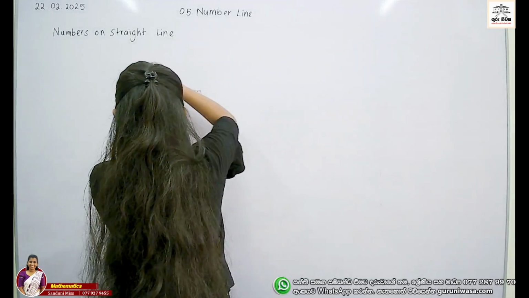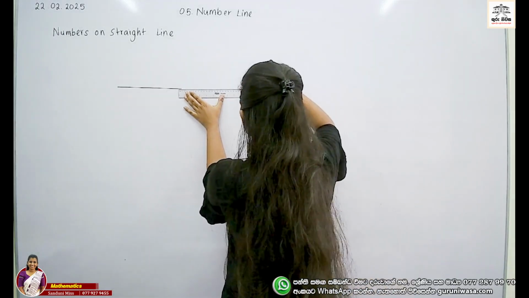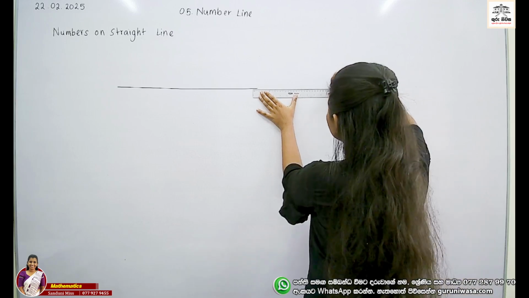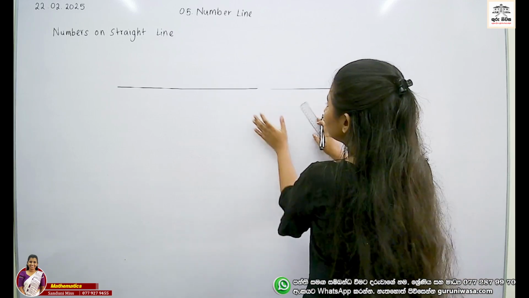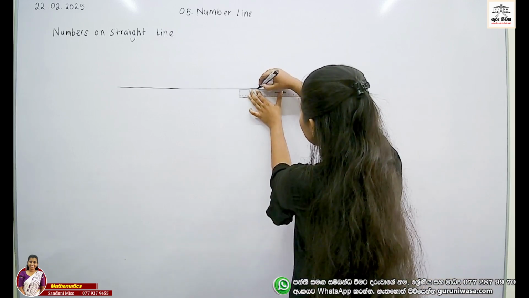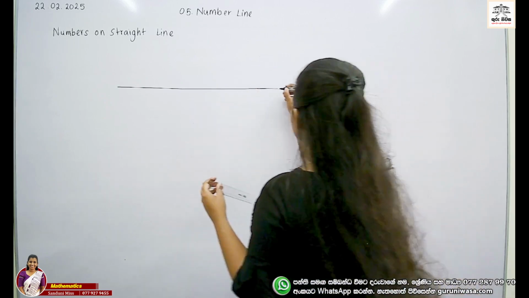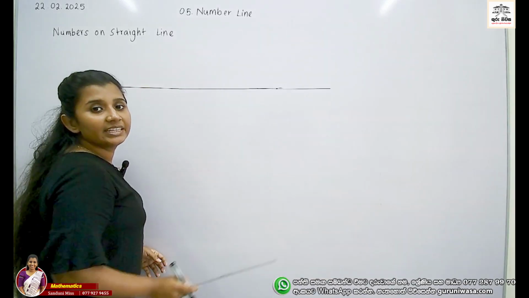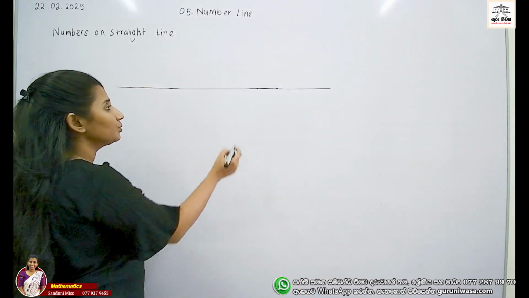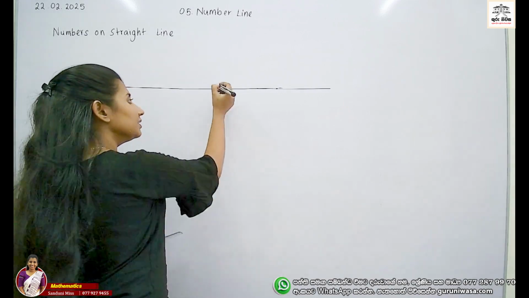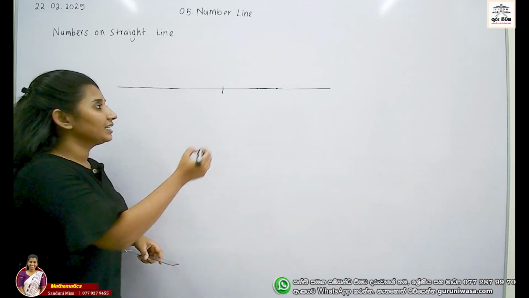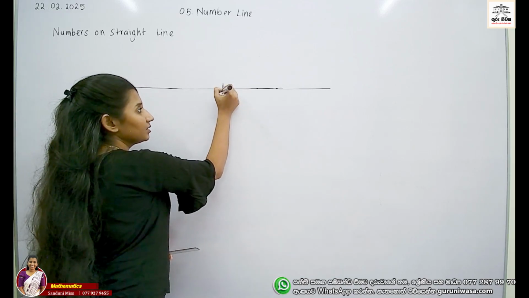You have a straight line. On this straight line, we are going to mark the points. We are going to mark the numbers. Here you have a line. I'm going to divide this straight line into 2 equal parts, by this position.